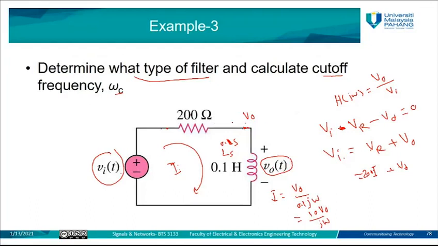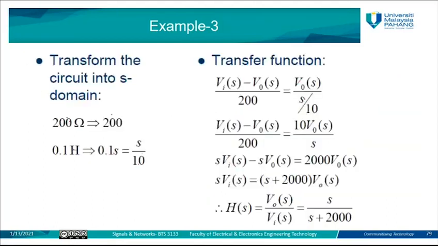So V in minus V out over 200 will equal V out over 0.1 S, which is like S over 10. Now just rearrange: V in minus V out over 200 equals, this 10 will go up, so it becomes 10 V out over S, or S V in minus S V out, that means cross multiplication here, equal to 200 V out. I want to find the relation between V out over V in. This represents my transfer function, which is H of omega.